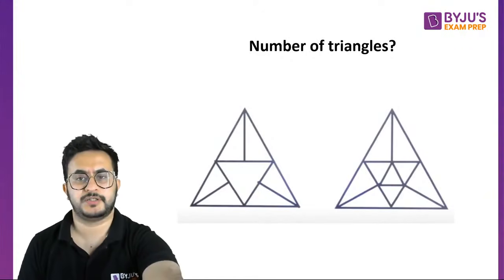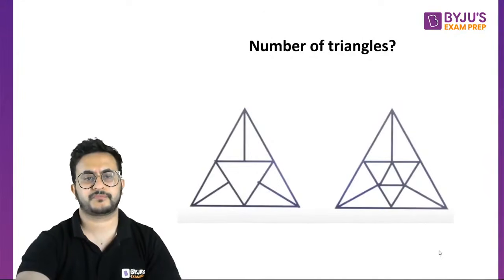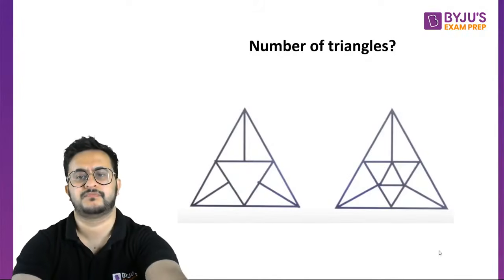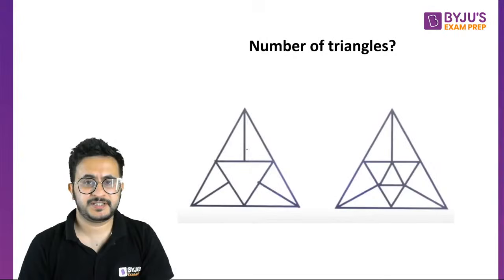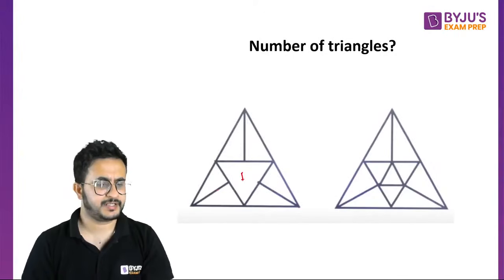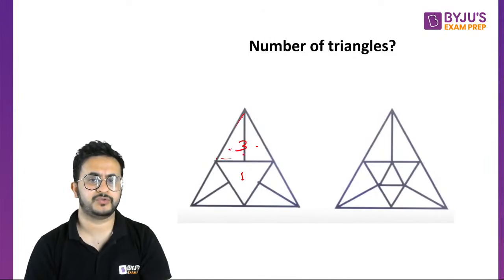Remember the rules that we just saw. If we see this triangle, there is one large triangle. Now if we see this triangle, this part, how many triangles does it have? It has two partitions, right? So 3 triangles: 1, 2, and the 3 combined.